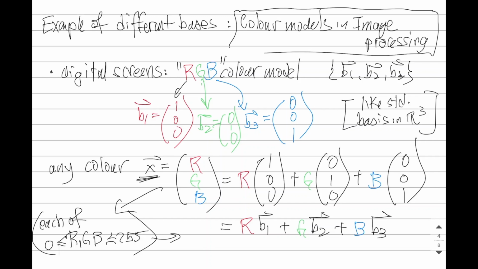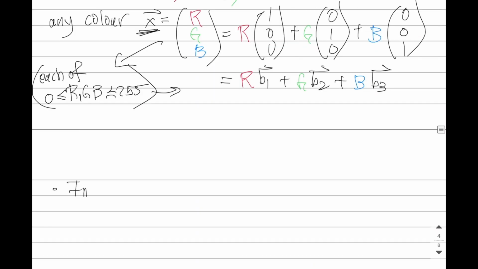So if you want to take any color x, you represent it by some linear combination of those vectors. Now, the values of R, G, and B are integers between 0 and 255. So you might say, well, why would you want a different model? You might want to do what's called image processing, and in particular, you would like to do image compression.